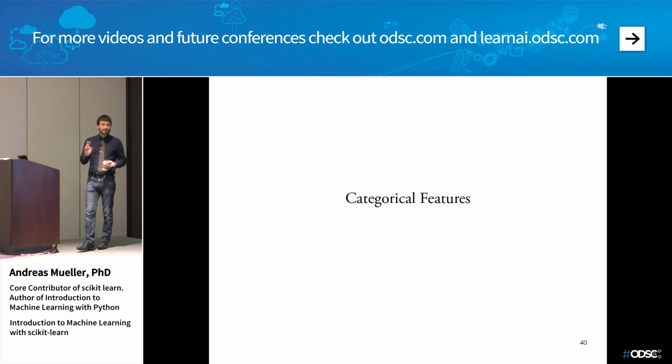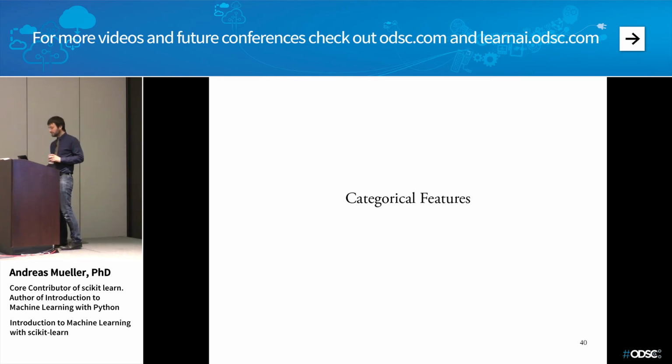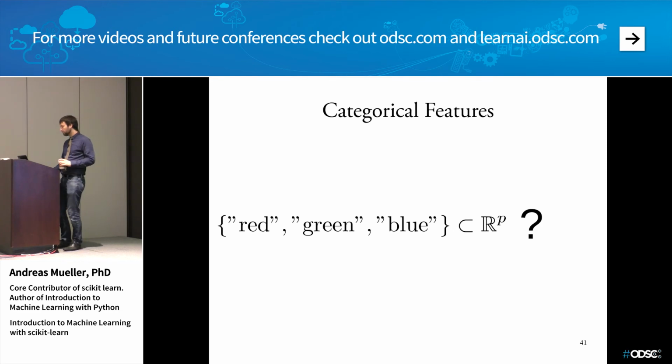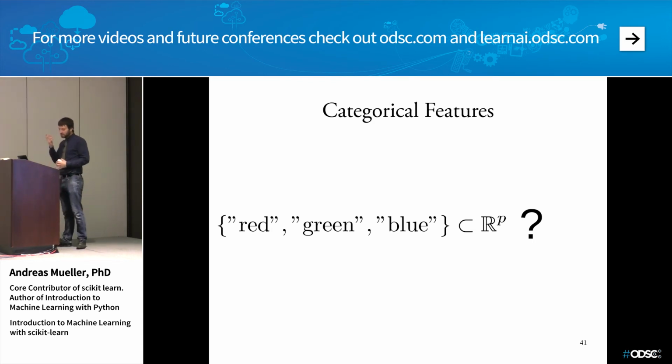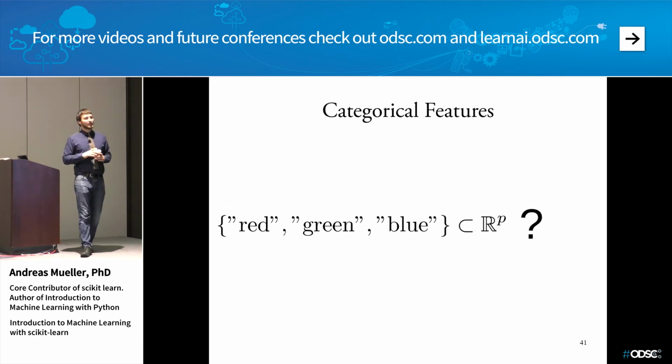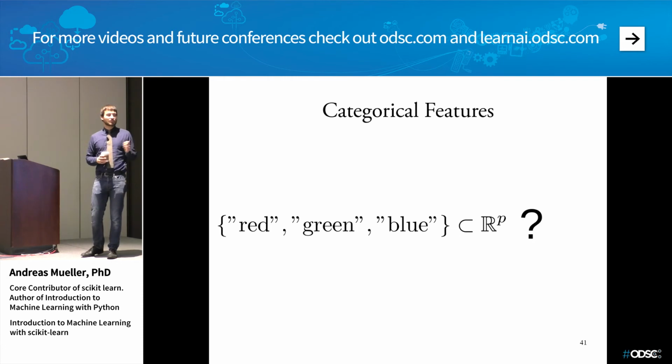The other thing that's very important in preprocessing is dealing with categorical features. So far we assumed everything was float. But what happens if you have a categorical feature like the color of a dress you want to sell? That's not a number. So how do we encode this? The simplest thing you can come up with is, okay, I just number them. Red is 0, green is 1, blue is 2.